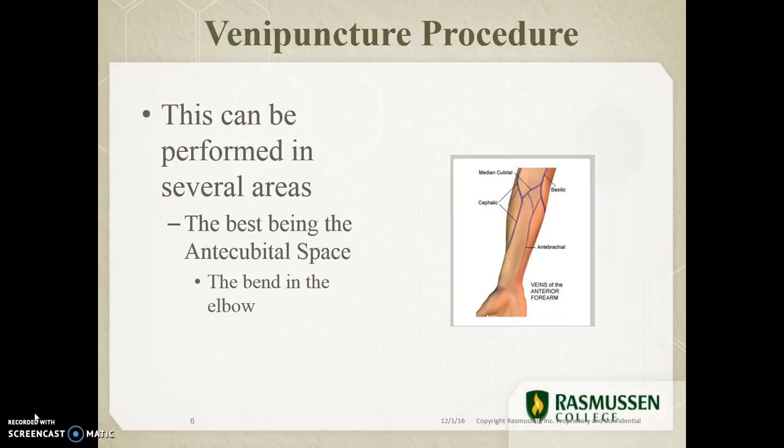And your basilic is the last choice option for drawing blood. We don't like to use it for 2 reasons. It isn't well anchored, and it's directly above your brachial artery. So if you go too far, you can nick that artery, which will be very painful for your patient. This vein is located on the inside edge or the pinky side of your antecubital space.